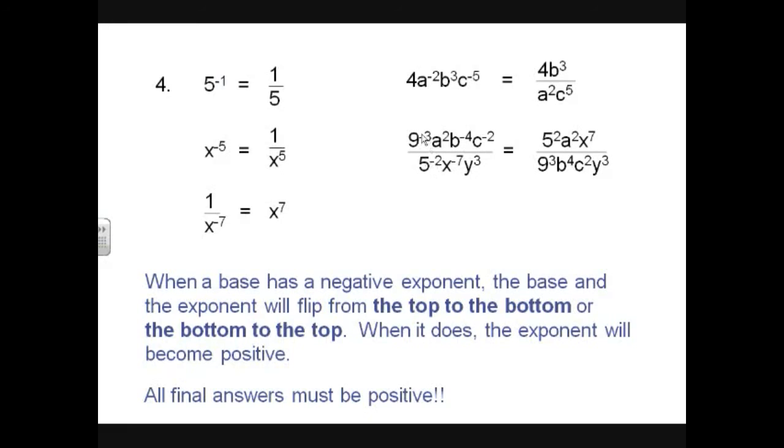And like I said, negative on the top, flip to the bottom. Negative on the bottom, flip to the top. But if it's positive, it must stay. So a squared was positive, stays on top. Y to the 3rd is positive and stays on the bottom. So this right here is just 4 of the rules with exponents. Like I said, it does not cover all the rules, but 4 big rules that really are important.